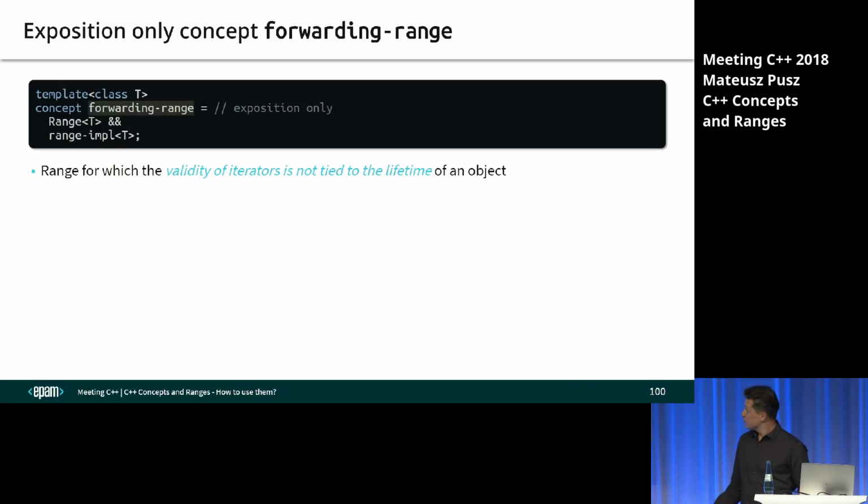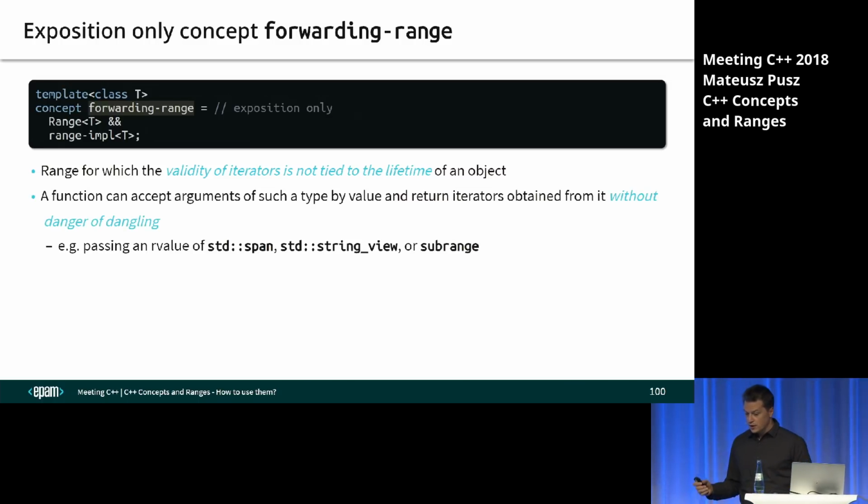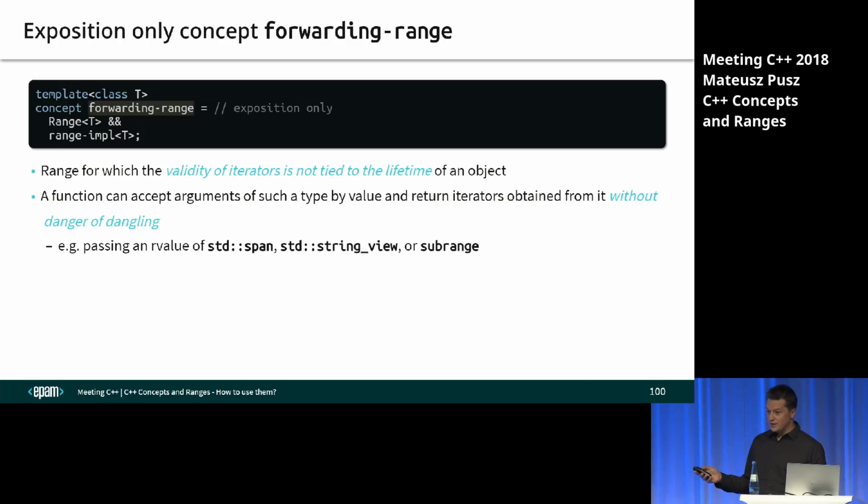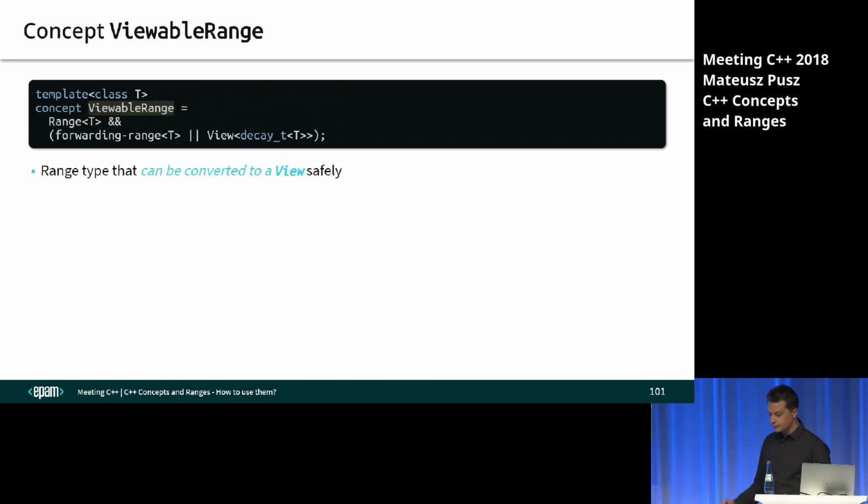This is the only exposition-only concept I would like to show you because it's a really interesting one. It's the range for which the validity of iterators is not tied to the lifetime of an object. It means that even if the type provided as an R value of such range will expire, still iterators and things that they point to that didn't expire are valid. This is true for things like span, like string view, like subrange. Viewable range is a range that can be converted to a view.